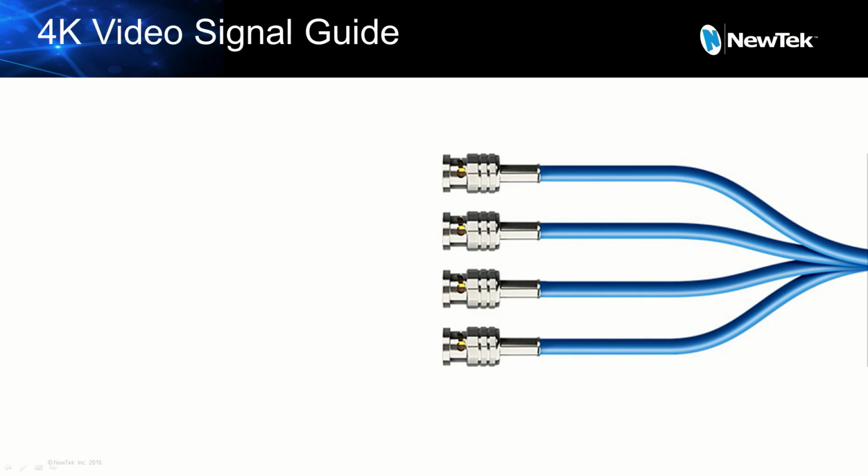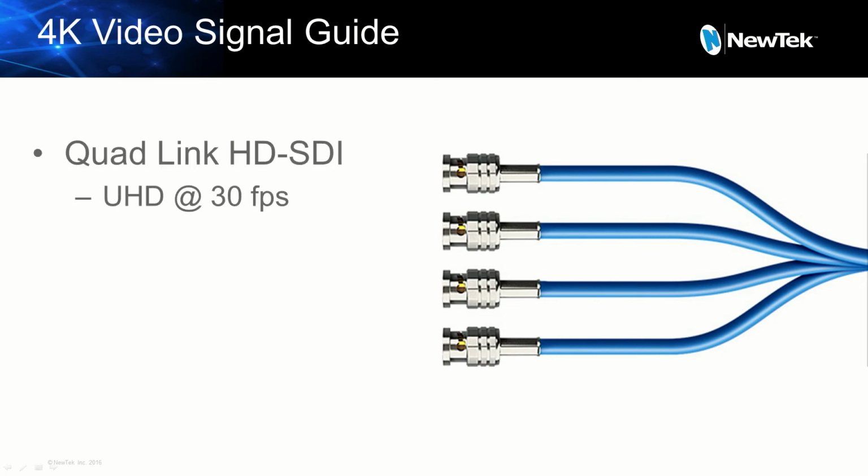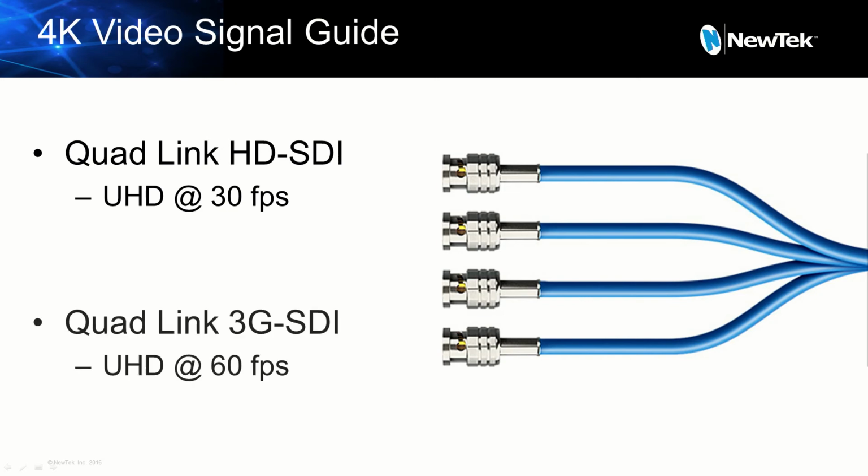The next is using SDI, and there's a few ways to do this. The first is to do what's called quad link, and quad link takes 4 SDI connectors, gangs them together to give you one 4K UHD input. And there's 2 levels of quad link input. There's quad link HD SDI. This supports up to 30 frame rate. And there's quad link 3G SDI, and this supports up to 60 frame rate.